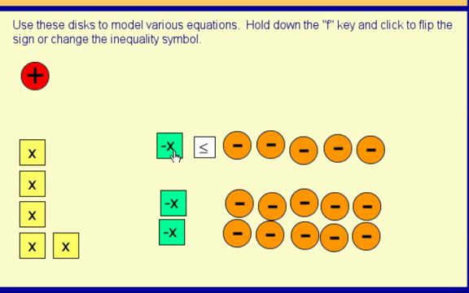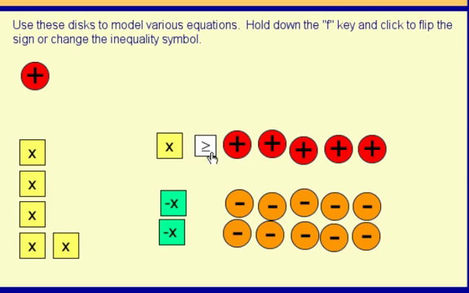And when we flip to make positive x, like that, we also need to flip this guy, so it's greater than or equal to. And that keeps the inequality true. And when you divide by a negative number, you're essentially flipping the entire number line around. And that's why you have to go from less than or equal to greater than or equal to.